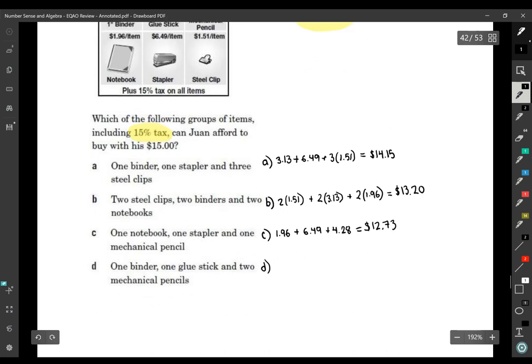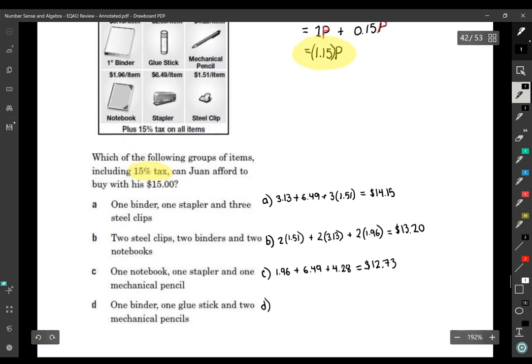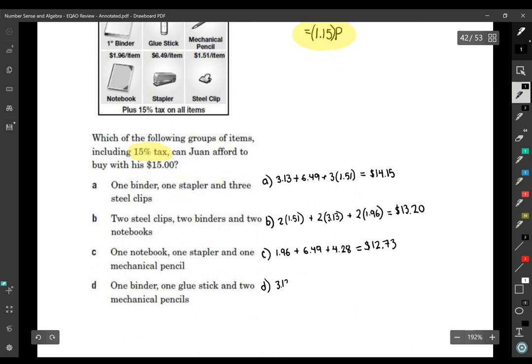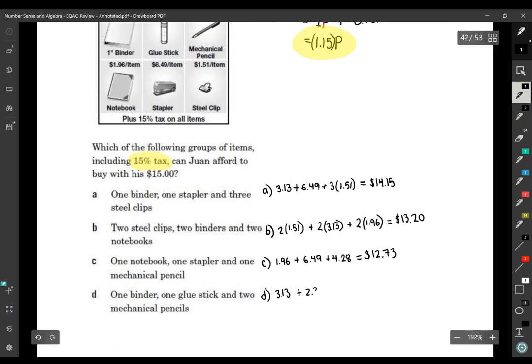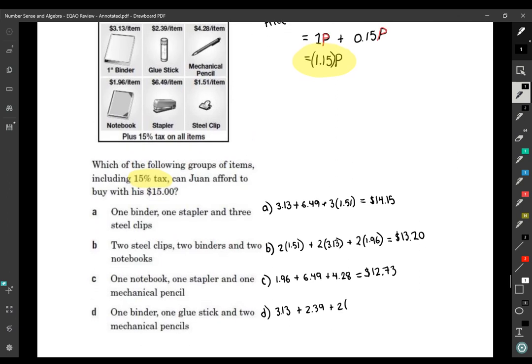Then D, let's do that real quick. D is going to be 1 binder, so binder is $3.13, one glue stick, $2.39, and two mechanical pencils, so 2 times 4.28. The before-tax price, let's figure that out, and I get $14.02. So this is all the before-tax prices.